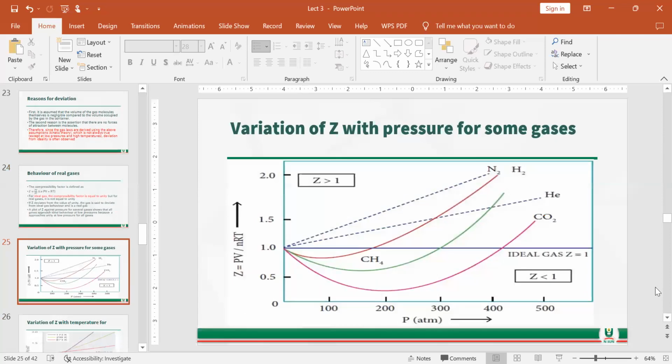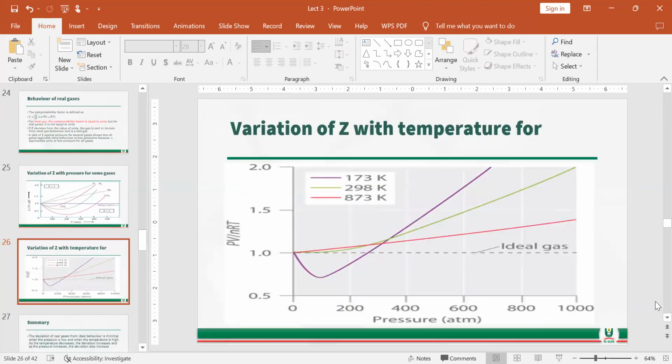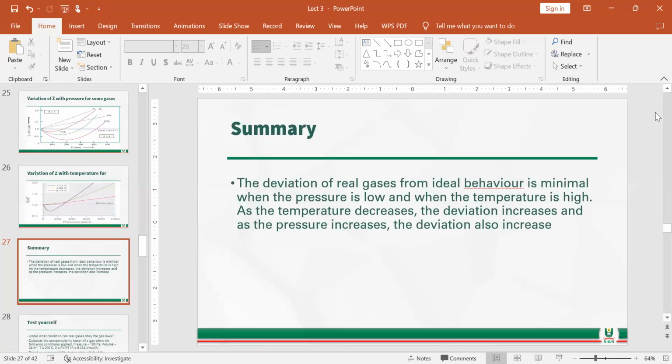Now let's look at such a plot, how it looks. For the ideal gas, the compressibility factor is 1, so it goes flat and doesn't change. But the real gas, at low pressure, tries to show some closeness to this, but as the pressure keeps increasing, there's a deviation. Once the compressibility factor is 1, it is an ideal gas, but if it is greater than 1 or less than 1, it's not an ideal gas. The variation of Z with temperature is the same thing. For an ideal gas, it is parallel, but for the other one, it is not parallel. So in summary, the deviation of a real gas from ideal gas is minimal when the pressure is low and the temperature is high. As the temperature decreases, the deviation increases, and as the pressure increases, the deviation also increases.